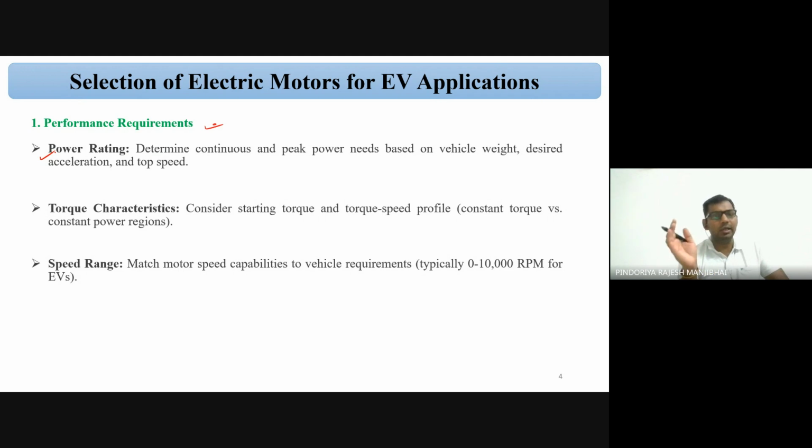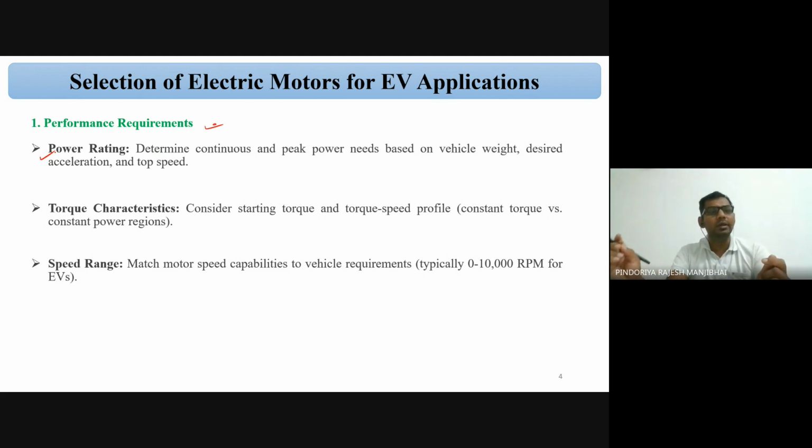In the case of the electric motor, we have to consider the mechanical power. But how much input power we have to give, that is your electrical power, correct? So the input of the electric motor is electrical power, and the output of the motor is your mechanical power. That's why we have to consider both powers, mechanical as well as electrical.